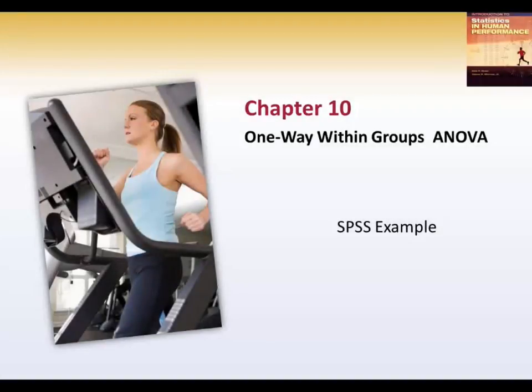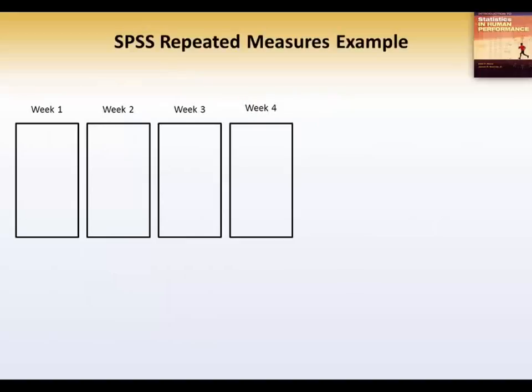In the previous video, we introduced you to the one-way repeated measures ANOVA, and we introduced some of the concepts involved. Now we're going to go to an SPSS example. Our example consists of measuring subjects across 4 weeks. We're going to measure them on the same dependent variable.